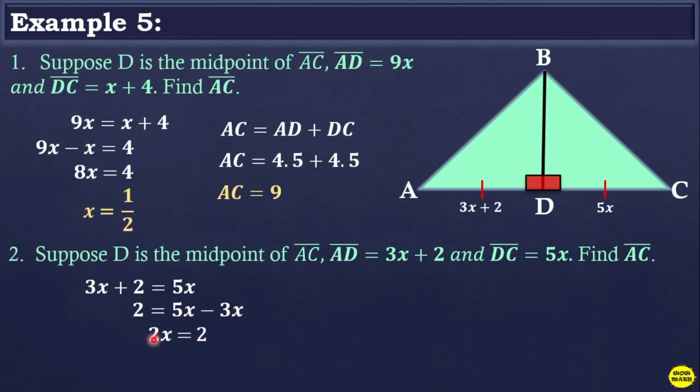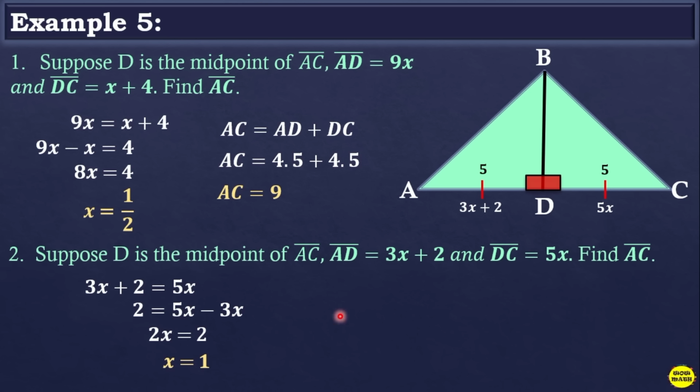So, divide both sides by 2. Your x is equal to 1. So, 2 divide 2, that is 1. So, since x is equal to 1, 3 times 1 is 3 plus 2, this is 5. 5 times 1, your x is 1. So, 5 times 1, that is also 5. So, 5 po itong sukat ng dalawang segments po natin.